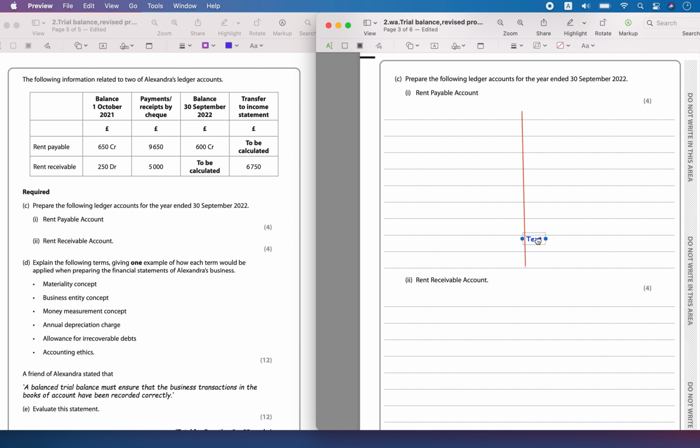So the rent payable account will act as an expense account. But they have given already some information regarding the balances. So we have to just take those balances and we have to understand how much will go into the income statement.